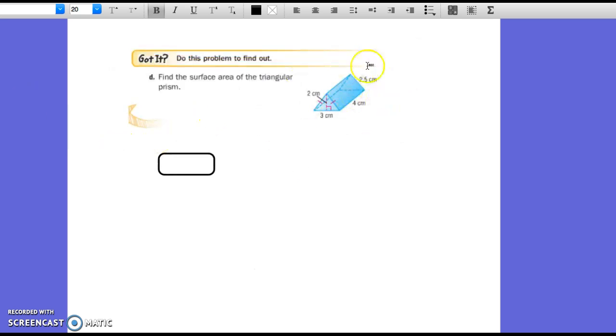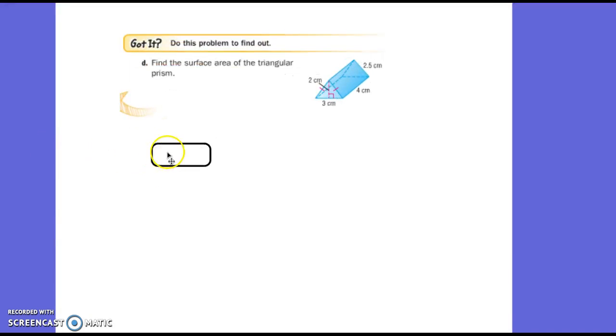Looking at this surface area, you should pause the video and try this one on your own and then come back to get the answer. So when you're trying to find the surface area of it, you should have gotten 38 square centimeters. If you have any questions on that, make sure you ask. But for the rest of these, we won't be giving you the answers because you should be trying them on your own.